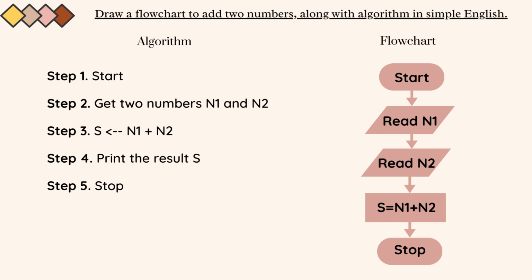There is the flowchart, there is a start. Now read two numbers n1 and n2, the read symbol is a parallelogram, read n2. Now the result processing is done. This is a processing step, and after this, stop. You also make an output box here and write print s. This you also have to do.